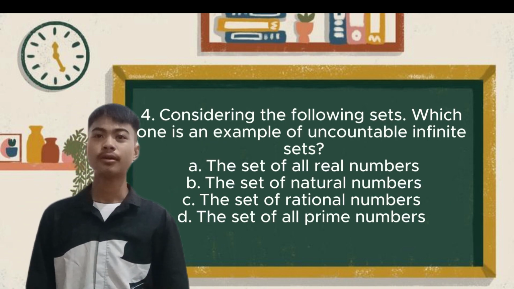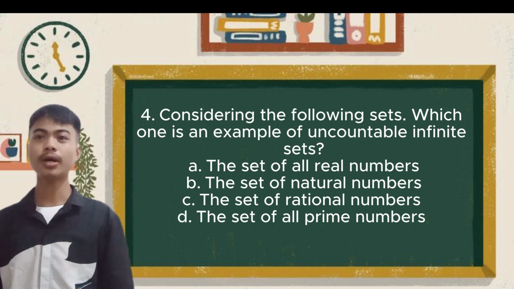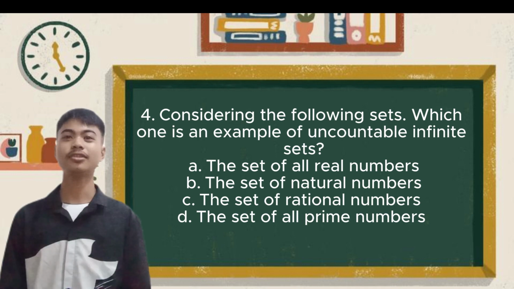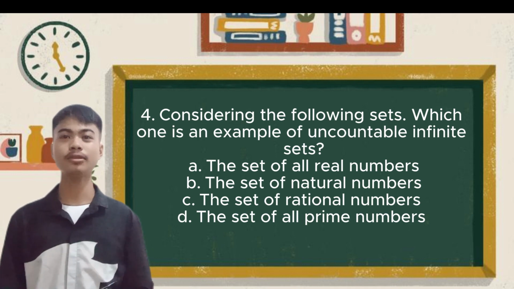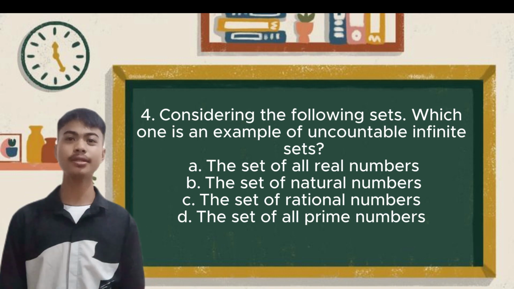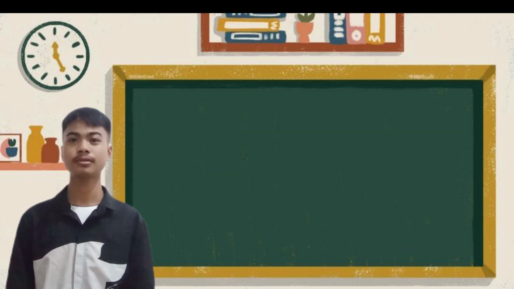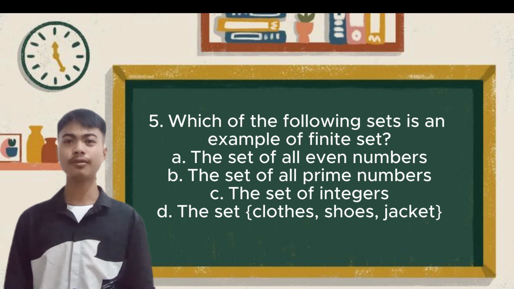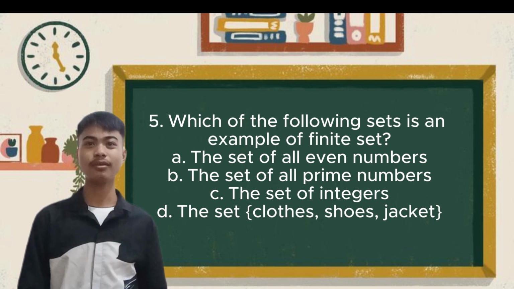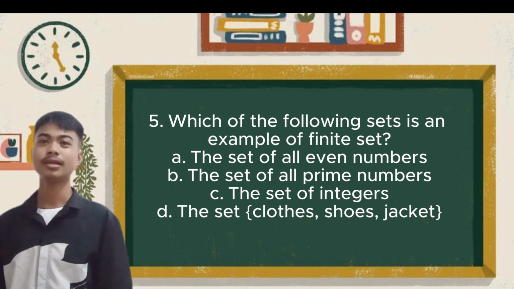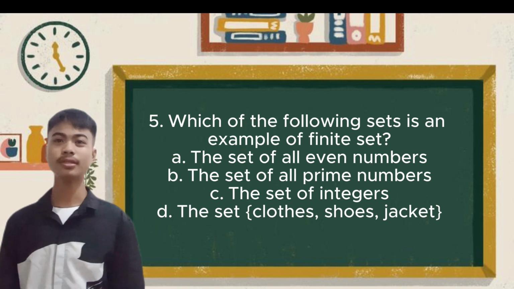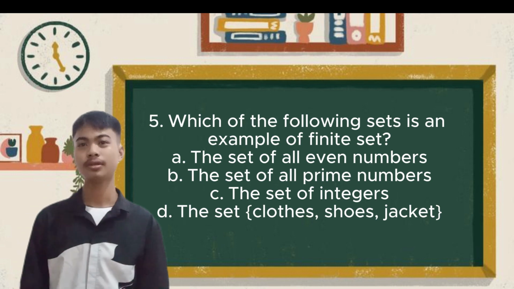Number 4. Considering the following sets, which one is an example of an uncountable infinite set? A. The set of all real numbers. B. The set of natural numbers. C. The set of rational numbers. Or letter D. The set of all prime numbers. Number 5. Which of the following sets is an example of a finite set? A. The set of all even numbers. B. The set of all prime numbers. C. The set of integers. Or letter D. The set of clothes, shoes, and jacket.